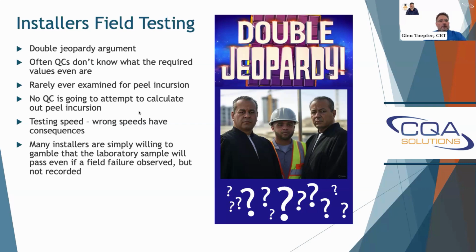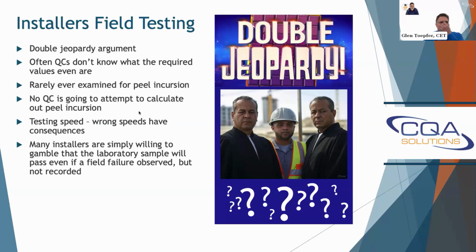They're not even going to examine the coupons for peel incursion, but really, for the most part, you don't need them to calculate out peel incursion, even if it's their field test. If they can eyeball it and ballpark it to the nearest 5%, they should be able to screen out most of the failures. And your testing speed plays a big impact on your results.